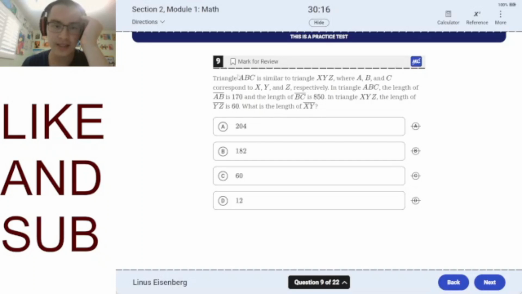Basically, because ABC corresponds to XYZ, we know that the length of BC relative to the length of AB is the same as the last two letters, which are YZ's proportionality to XY, because XY is corresponding to AB because it's both the first two letters, and BC is corresponding to YZ because they're the second two letters. So what that means is that BC relative to AB is going to be the same thing as YZ relative to XY.